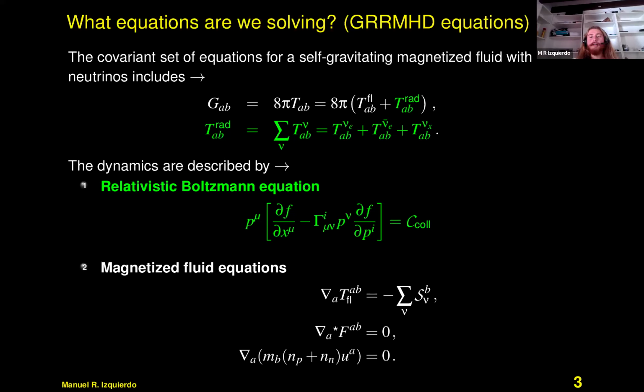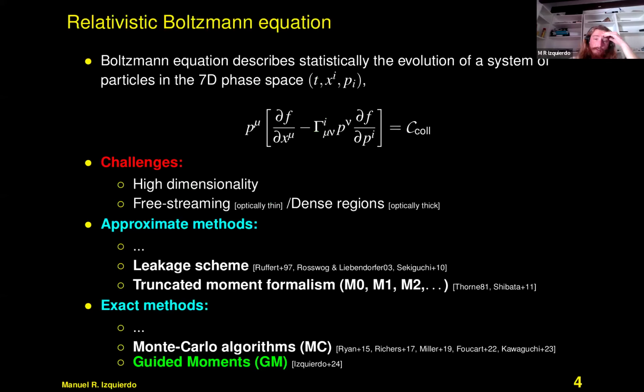This relativistic Boltzmann equation would be the starting point if we want to say, okay, let's try to solve this neutrino transport problem and incorporate it in our full system of equations. This well-known equation statistically describes the evolution of a system of particles in a 7-dimensional phase space. The problem is that we cannot tackle it with the numerical methods we are normally used to. One of the main challenges is this high dimensionality, which makes it quite expensive.